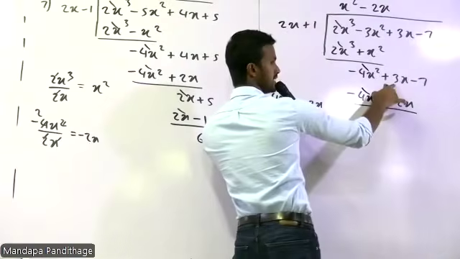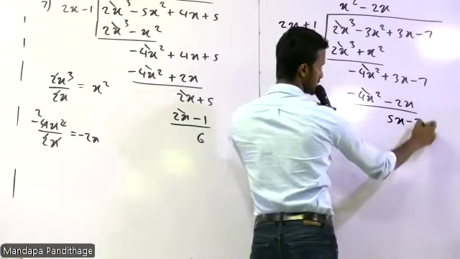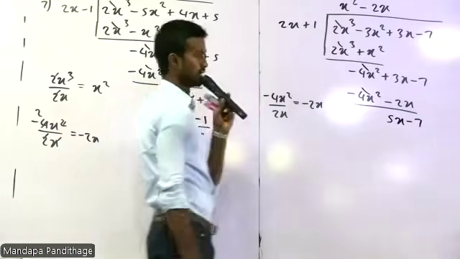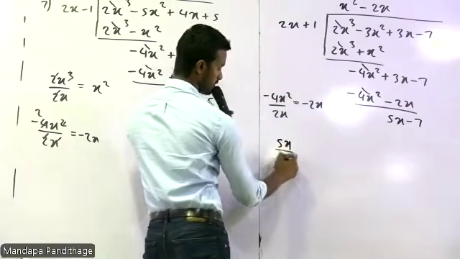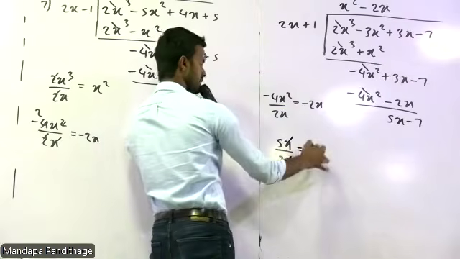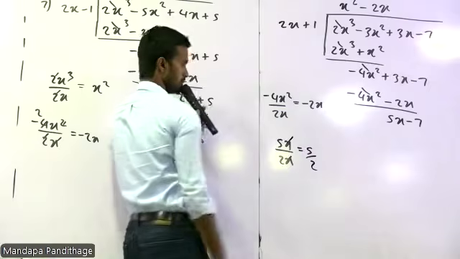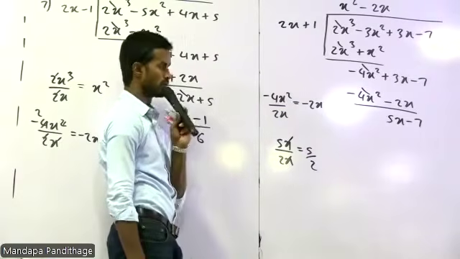Subtract, these two cancel off. 3 minus minus 2 gives you 3 plus 2, which is 5x minus 7. Now then, look what happens. Now, you have to divide 5x by 2x. So x cancel off. What do you get? It's 5 over 2. Normally, we don't write these decimal numbers in a polynomial, so don't write 2.5.